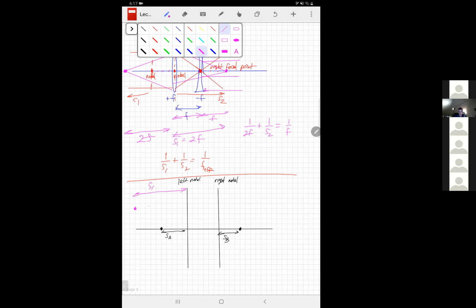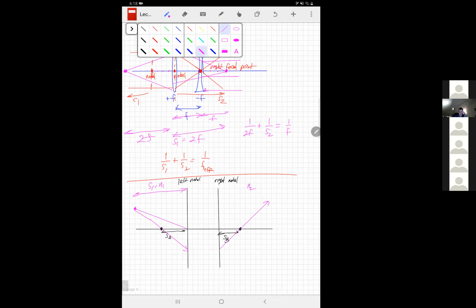Now, we know two things here. We're just making two assumptions. One is that a ray that goes through this point on the left will go through this point on the right. And then we're going to assume something about a ray that goes through the nodal point. I actually forgot to add one fact: this has a refractive index N2.